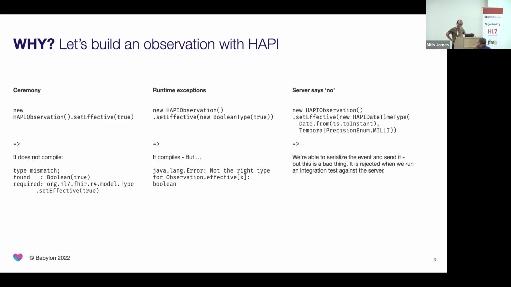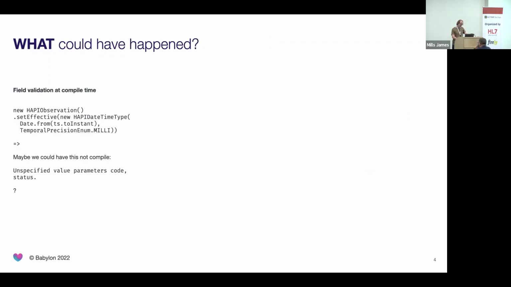But that's not great, because what we've created here is an invalid observation. It's only got one field set. It's got effective. It doesn't mean anything. This is not helpful. So what could we potentially have done better here? Could we have had some sort of field validation telling us that we're missing required parameters of the observation? Maybe a little error message when we try and compile it saying you haven't specified the code and the status.